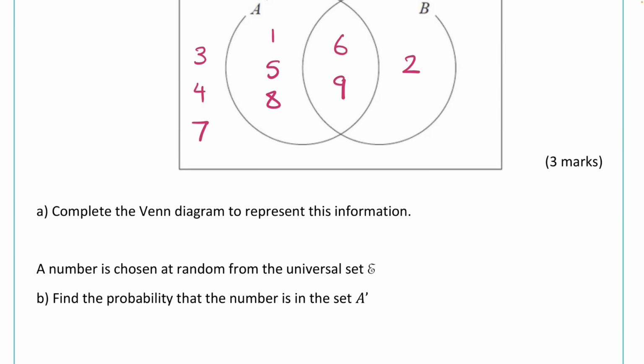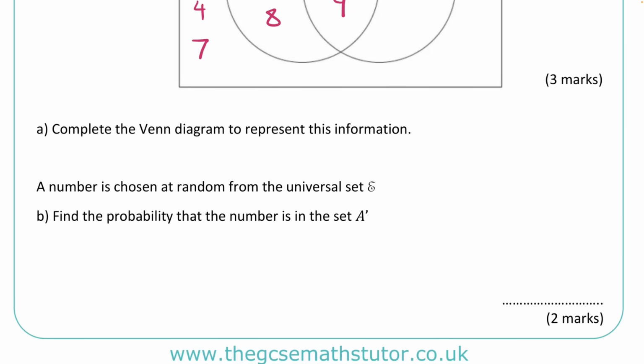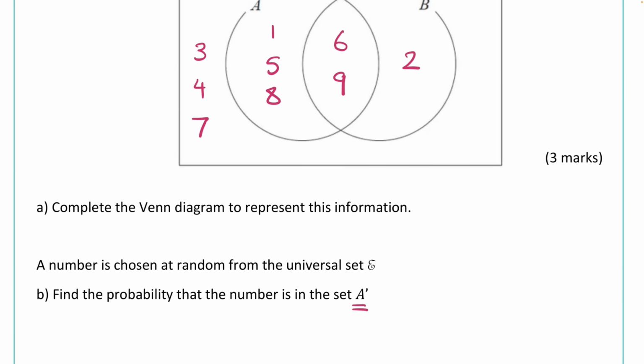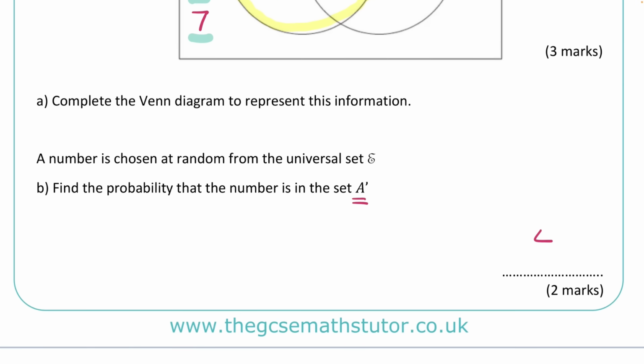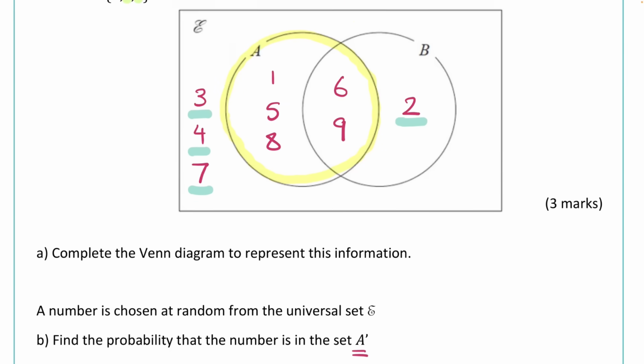So now we've completed the Venn diagram, typically we'll be asked a question about it. It says here a number is chosen at random from this universal set. Find the probability the number is in set A dash. A dash means not in A. So if I was to put a circle around A, so just highlighting that A circle, it cannot be within that circle. So the only numbers not in the circle, we have 2, we have 3, we have 4, and we have 7. So there are 4 numbers not in the A, so that's 4 out of, and there were 9 numbers in total, so 4 out of 9.